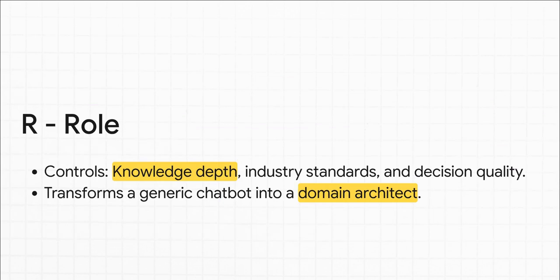First up, R is for role. This is where you tell the AI who it needs to become. Is it just a generic chatbot, or is it a senior cybersecurity analyst with 15 years of experience in the financial services industry? See the difference? By defining the role, you instantly give it a specific knowledge base, a professional tone, and an expert point of view. You're not just hiring a random builder, you're hiring a world-renowned specialist in Gothic architecture.